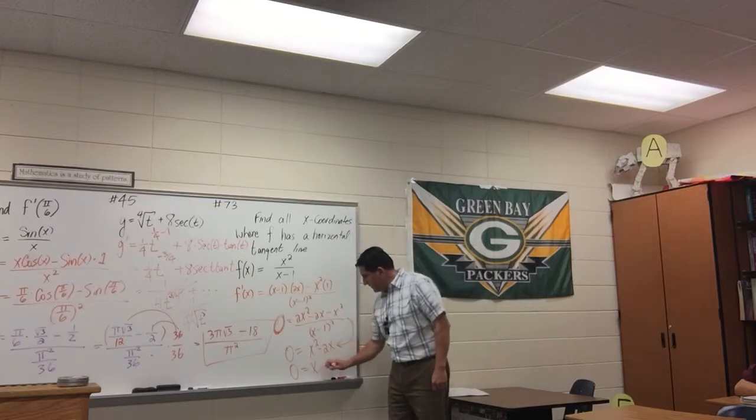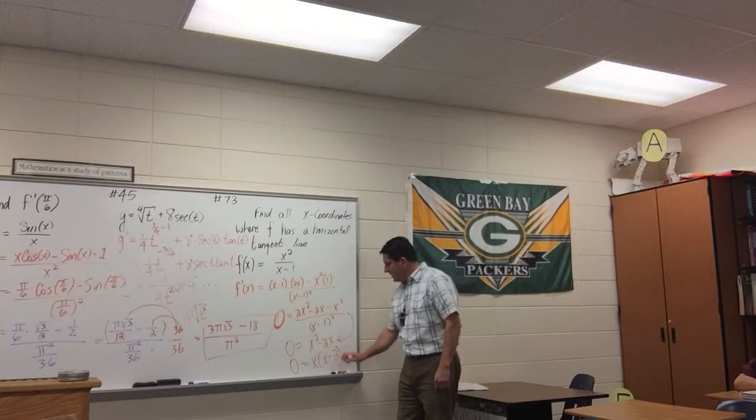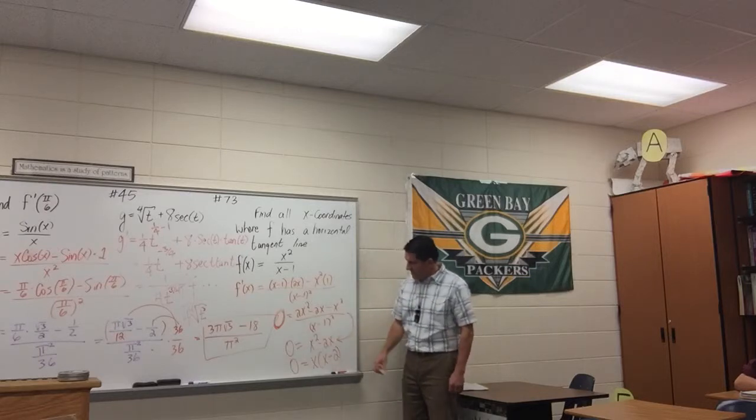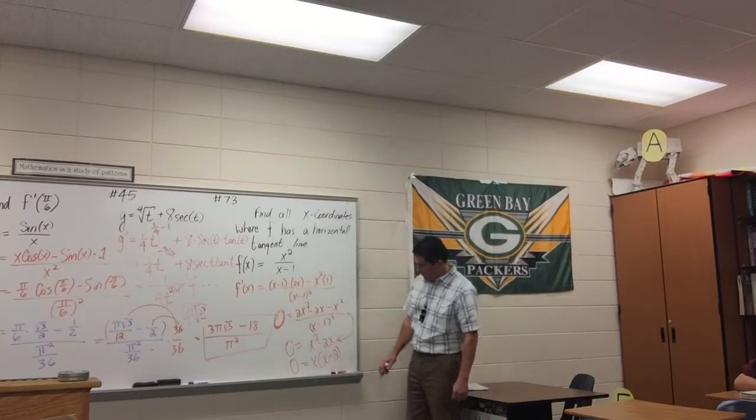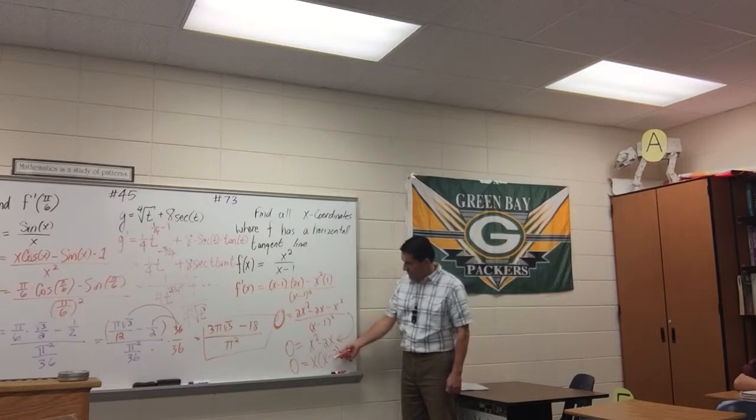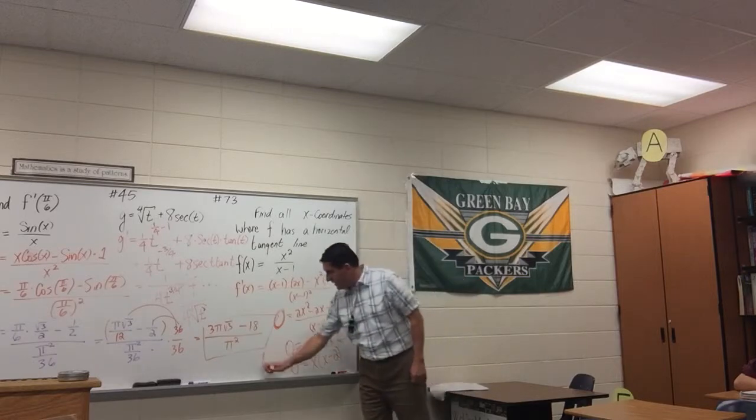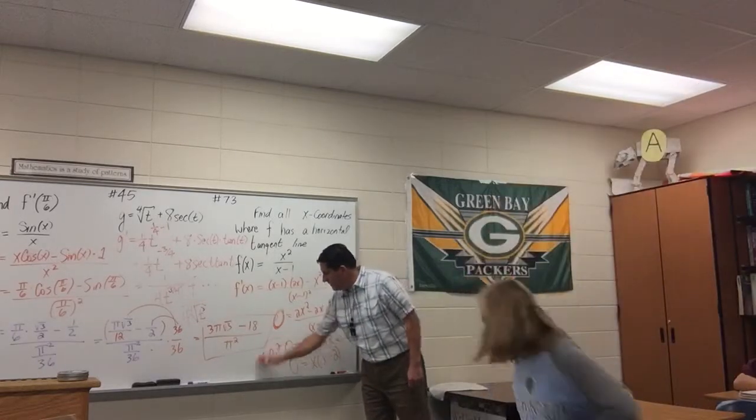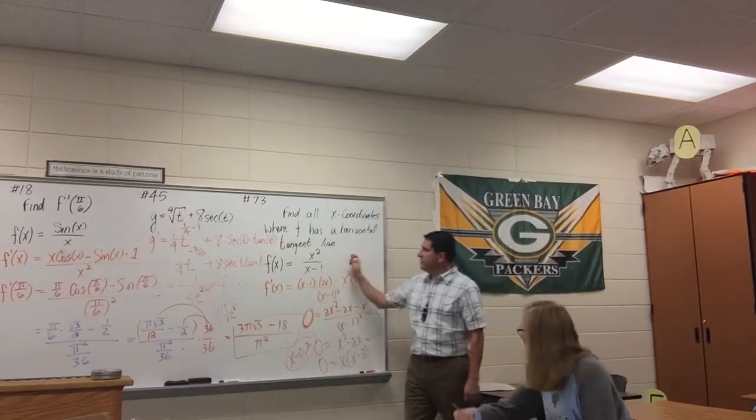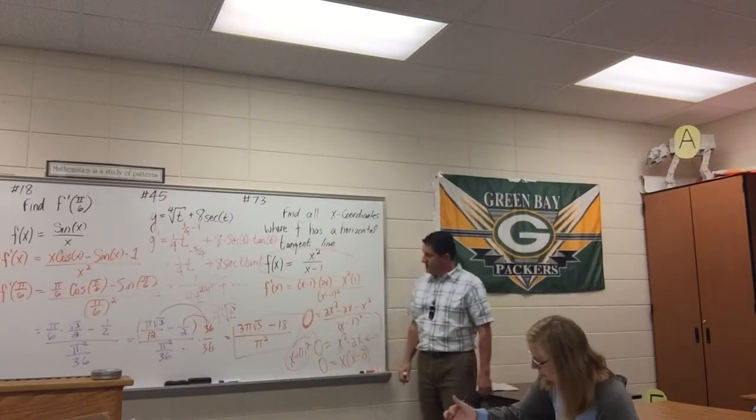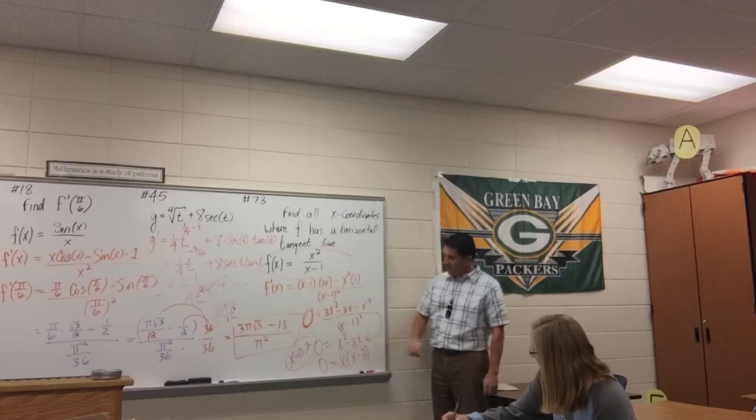Well, the power in factoring is pull out the x. It now gives you a zero product property that we can work with. And so the two places are x equals 0 and x equals 2. If you were to graph this function, it would have horizontal tangents at 0 and 2.